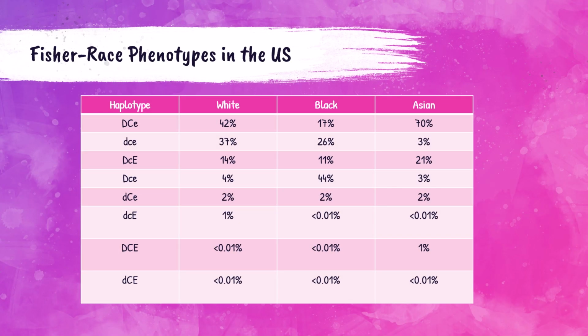This chart shows the 8 possible Rh haplotypes and their prevalence in the United States in the white, black, and Asian populations. As you can see, the most frequent Rh haplotype in both Asian and white populations in the United States is big D, big C, little e. The most frequent Rh haplotype in the black population in the United States is big D, little c, little e.